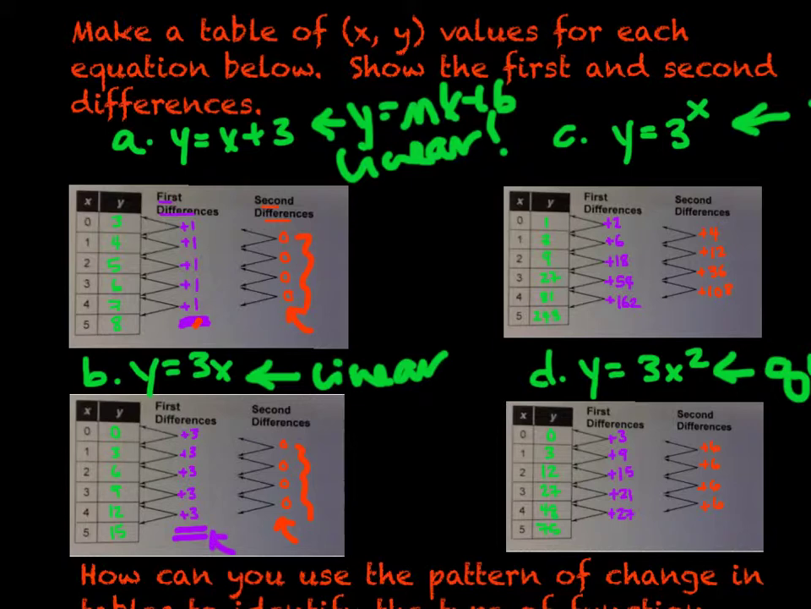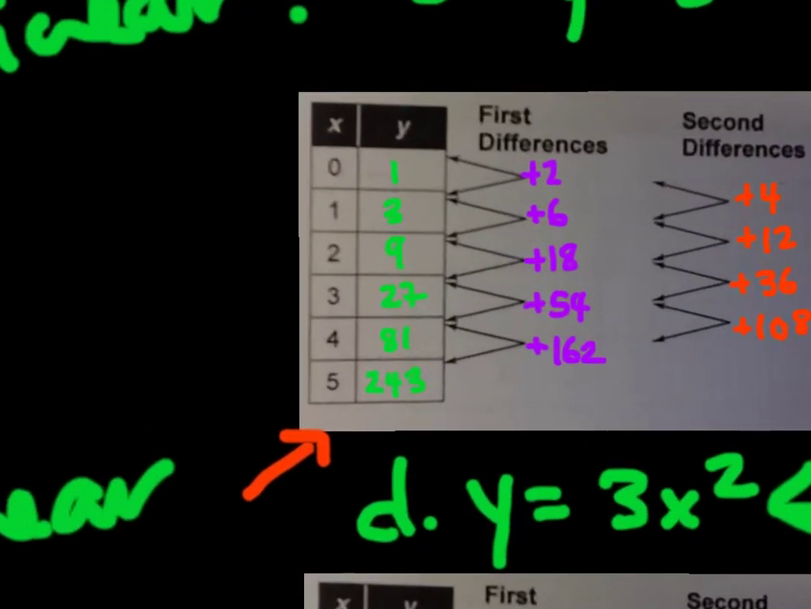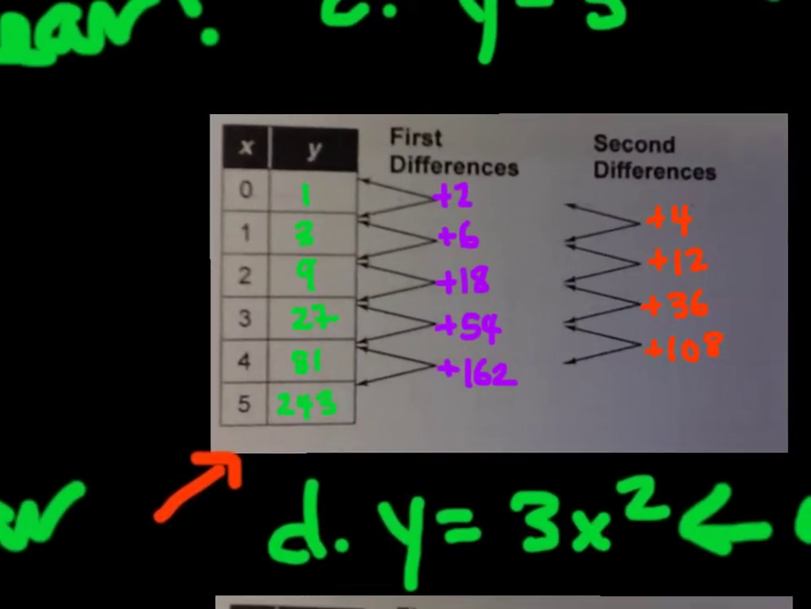If we look at our exponential function, look at this baby, letter C. Our first difference, I'm going to zoom in on this one because it's kind of interesting. Our first difference is showing us absolutely no consistency whatsoever. There's +4, then +12, we have +2, +6, +18, +54, +62. And then if we were looking at the second difference, again, there's absolutely no consistency. We have a +4, +12, +36, +108.